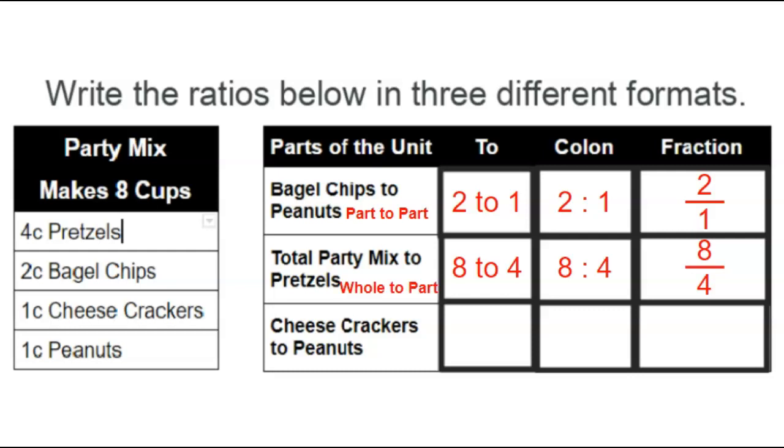Cheese crackers to peanuts. Cheese crackers, we have 1 cup, and peanuts is also 1 cup. There we go, a 1-to-1 ratio. We have 1 cup of cheese crackers to 1 cup of peanuts. In colon form, it is 1:1, and as a fraction, it is 1 over 1. I would not change that to a whole number 1 because we are representing 1 cup of cheese crackers and 1 cup of peanuts. This is a part to part.